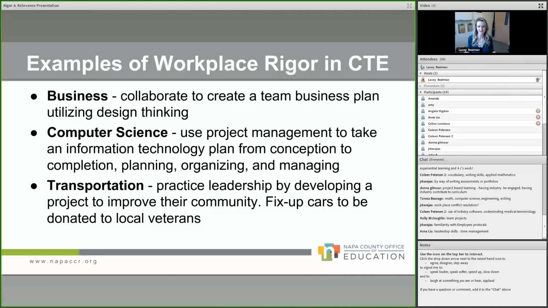In transportation, this could be like a traditional auto program. Students might practice leadership by developing a project to improve their community. An example that we have locally is where students fix up cars to be donated to local veterans. That has much higher workplace rigor than students just fixing cars in isolation. The same thing with academic rigor: doing those activities is higher rigor than if they are doing things alone or without reading and writing or without practicing communication, collaboration, leadership, and project management.